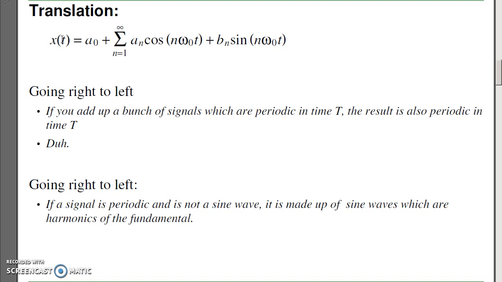The interesting part is going left to right. If my signal is periodic in time t, then I can decompose it into a bunch of sine waves. That's the power of the Fourier transform. Any signal that's periodic, be it a heartbeat, a voice, a piano, if the signal is periodic, it's composed of a bunch of sine waves. The importance is, once it's expressed in terms of sine waves, I can use superposition to solve the problem of finding the output.